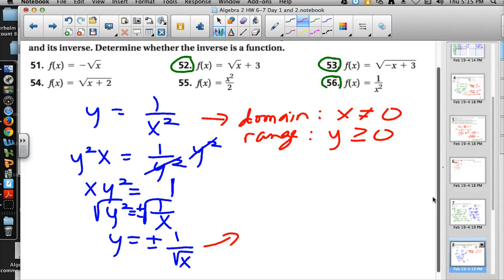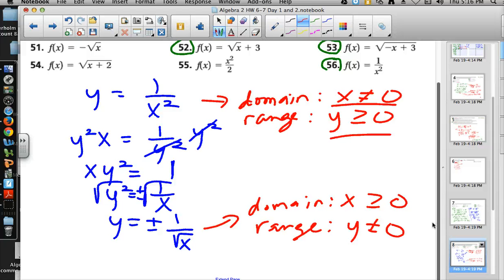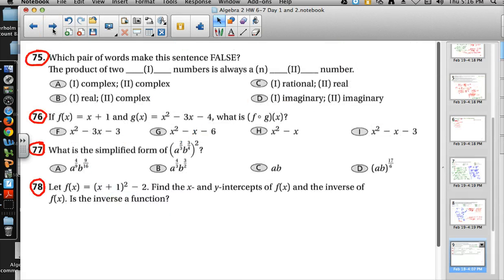And then for our inverse function, we need to reverse the domain and the range of the original. So we will have x is greater than or equal to 0, and y cannot equal 0. And we do have a square root down here in our inverse function with the plus and minus. So this one is no. The inverse is not a function. Whew, that was a lot of them, but I'm done.